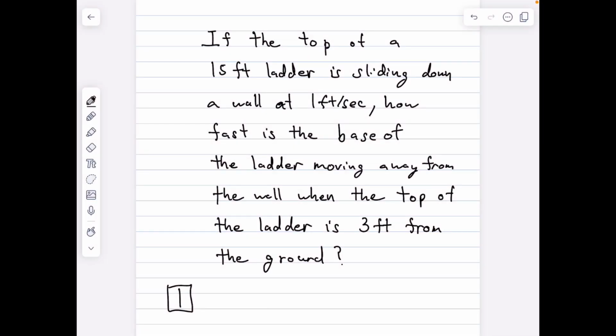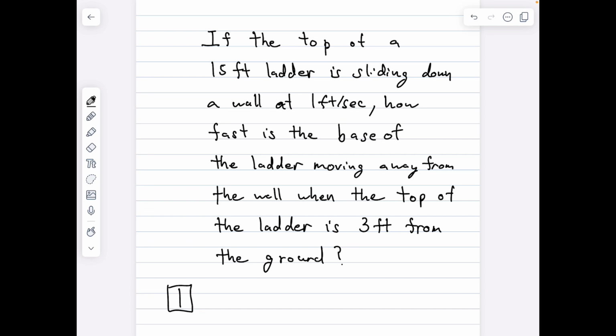Hello everyone, today we're working with a calculus problem. We've got a related rate problem, and let's go ahead and look at that. If the top of a 15-foot ladder is sliding down a wall at 1 foot per second, how fast is the base of the ladder moving away from the wall when the top of the ladder is 3 feet from the ground?